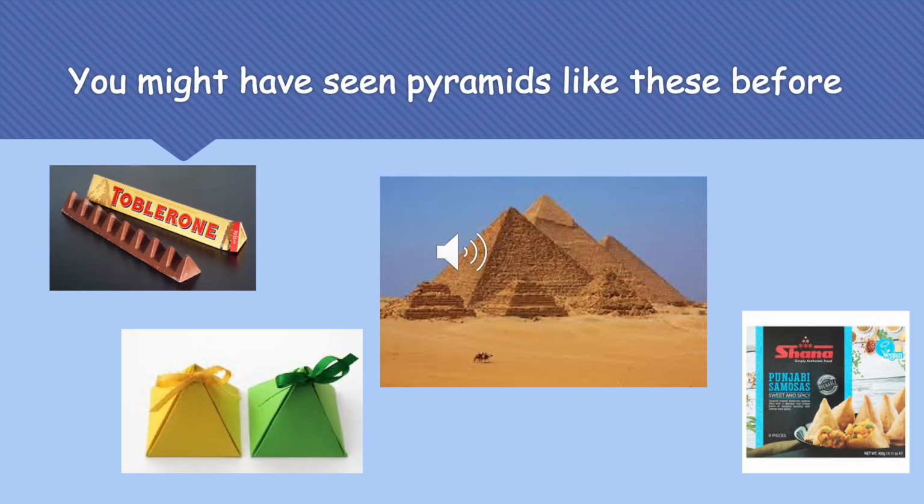Here are some places that you might have seen pyramids before. You might have seen the pyramids in Egypt. Look how big they are. You might have seen a bar of Toblerone chocolate, or even a box shaped like a pyramid, or had some samosas for your tea.